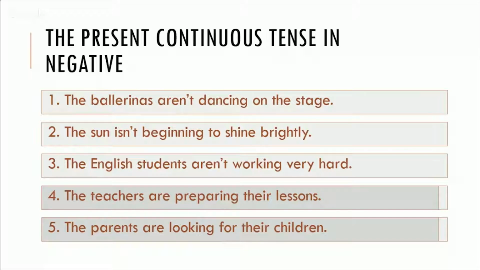Number 4, looking at number 4, the teachers are preparing their lessons. So to make this negative, you add not after the verb to be, and you can do a contraction. And as you're writing your answers or typing them in, I'm going to let you see the answer on the screen. And there's your answer. The teachers aren't preparing their lessons. Okay, you add not after the verb to be and you do a contraction.